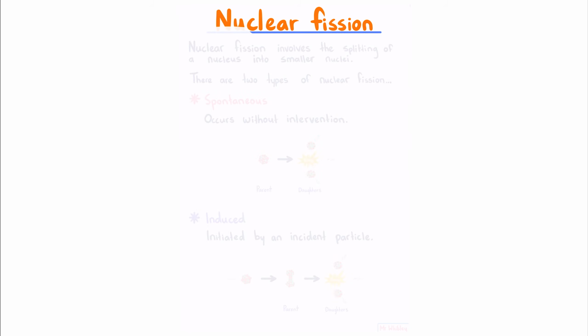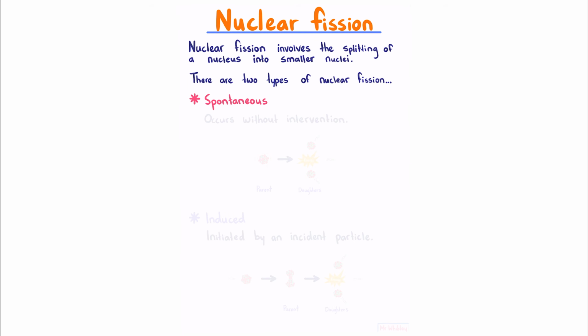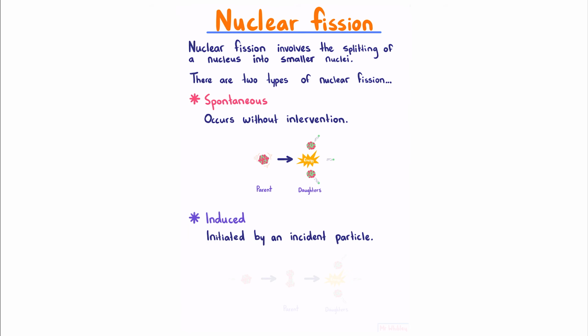Nuclear fission. Nuclear fission involves the splitting of a nucleus into smaller nuclei. There are two types of nuclear fission: spontaneous, which occurs without intervention, where an unstable parent nucleus spontaneously decays into its daughter products. Induced is initiated by an incident particle. So if we have a stable nucleus and fire a particle at it, the resulting nucleus splits into our daughter products similar to before. Once again, the difference is the incident particle.